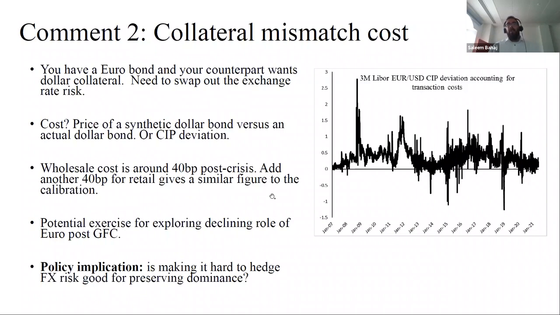But what's interesting, obviously, this cost has moved around a lot. You can see the time series here. But also it's something that's risen a lot since the financial crisis when the role of the euro has actually declined. I was wondering whether if you added, say, 50 basis points to your collateral mismatch, could you actually explain the declining role of the euro since the financial crisis? And also, I think there's a policy implication.